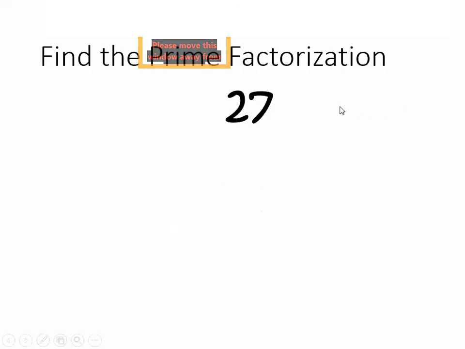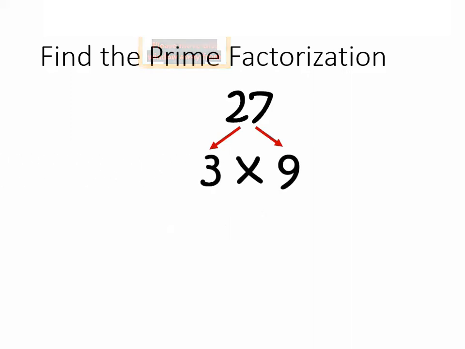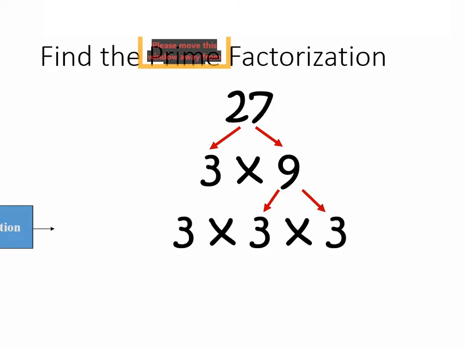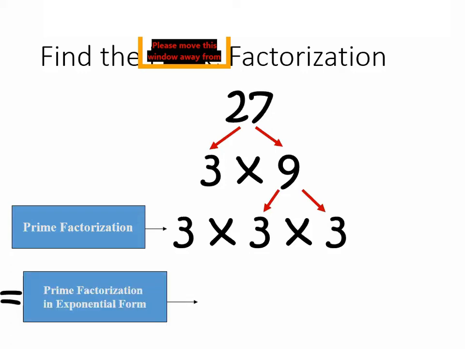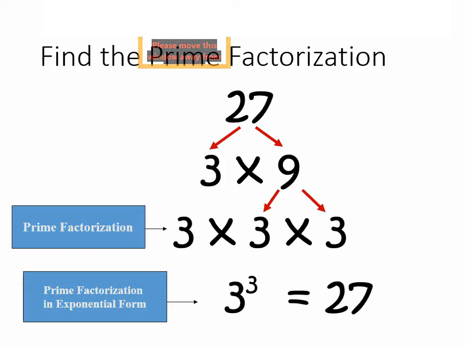Okay, now we have 27. So how can we find out 27's factors? Prime factors, 3 multiplied by 9. 3 nines are 27. So 3 and 9 are both different factors of 27, so we will not write them in the exponent form. But we have 9, so 3 multiplied by 3 multiplied by 3. 3 threes are 9, 9 threes are 27. So we have 3 factors that are the same, so we will write it in the exponent form. 3 exponent 3, it will become 27.